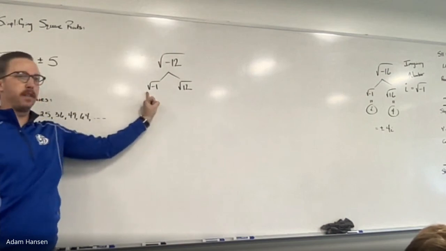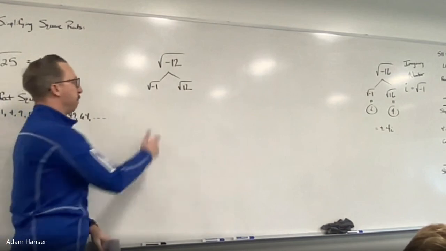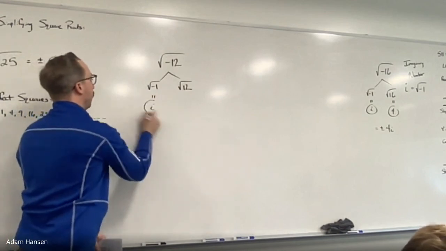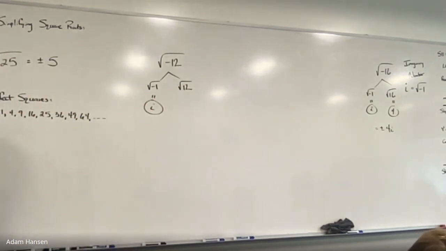What's the square root of negative 1 simplified to? It's not a number, it's actually a letter, the letter i. So now the left side of the square root is simplified. I've got that circled. Let's go worry about what's on the right.